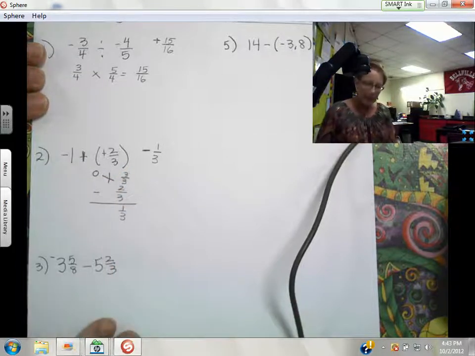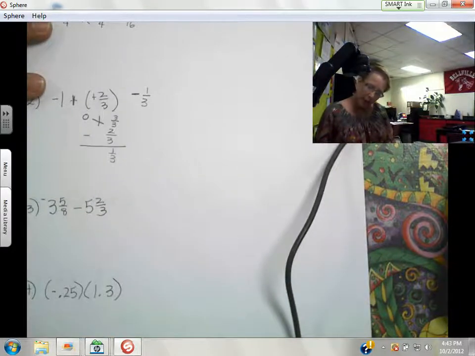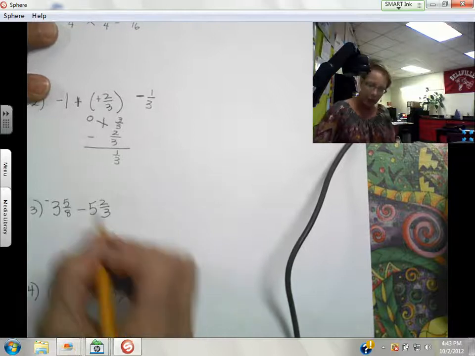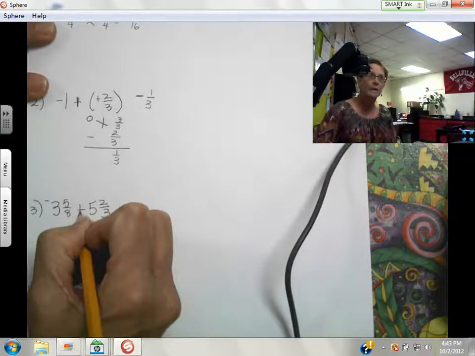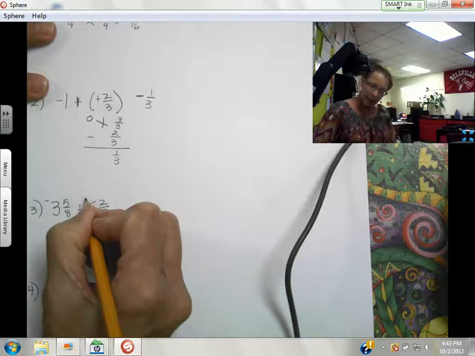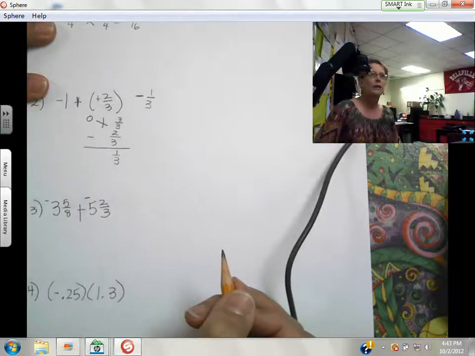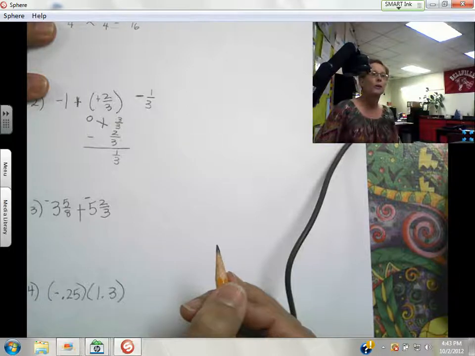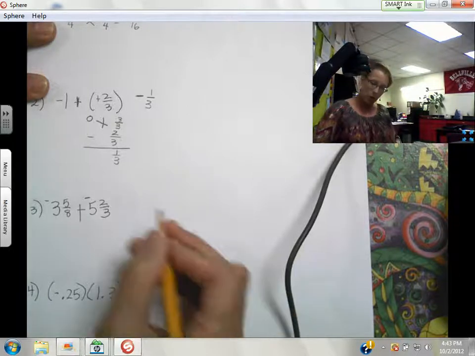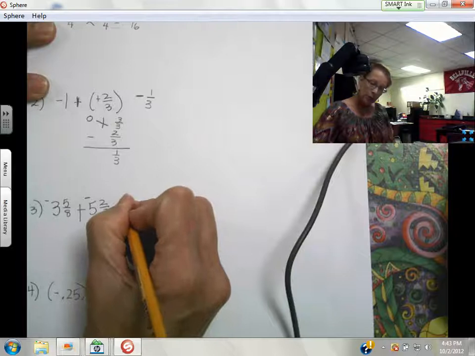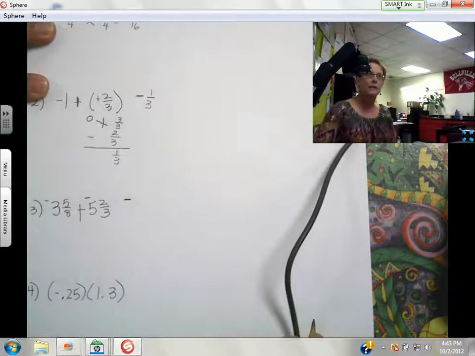Okay, next problem. I've got another subtraction. Mrs. Dyer's being mean to us today. Here we go. Change the subtraction sign to addition. Take the opposite sign of the number that follows. We have addition of 2 negative fractions that are mixed numbers, so my answer is going to be a negative because they are the same sign.